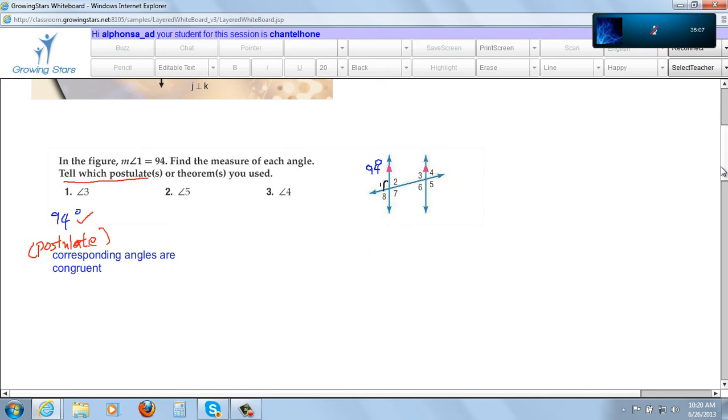alternate exterior angle. Good. So for angle 5, write down alternate exterior angle theorem. So angle 5 is also 94 degrees. The vertical angle theorem is also correct, no problem. Always use the exact words: alternate exterior angle theorem.